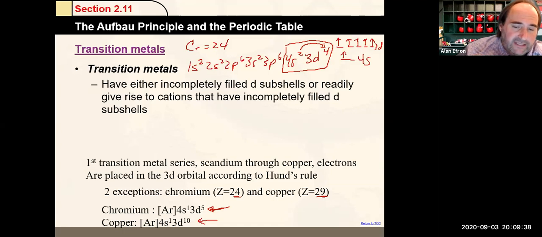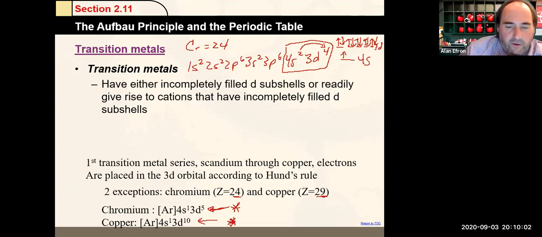It has one less electron in the S and one more electron in the D, and what that's going to do is essentially fill up everybody here with electrons in the D. So it will fill everybody up and have that one unpaired electron in the S. So these are definitely two exceptions that you should be aware of.